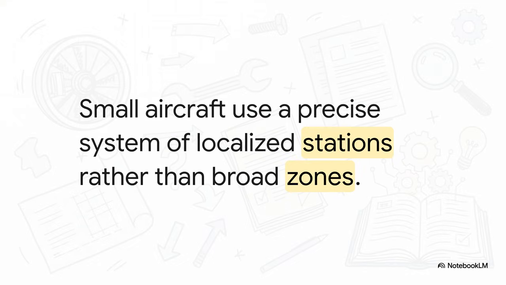Now, we have to contrast that massive commercial jet zoning with how we handle smaller planes. For small, light aircraft, broad zones are way too clunky. They just aren't accurate enough. Instead, manufacturers use a super precise numbering system of localized stations to pinpoint exactly where a component is located.